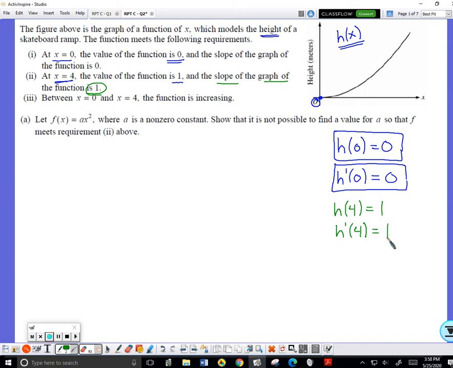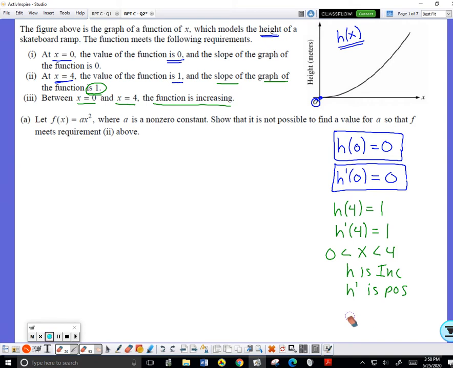Part 3. Between x equals 0 and x equals 4, the function is increasing. So for the interval 0 to 4, h is increasing. Right there, I would remember from Danica's chart that h prime is positive. And just in case I need it, I suppose h double prime is therefore concave up on that interval. No, that's not right. Don't do that. Okay.